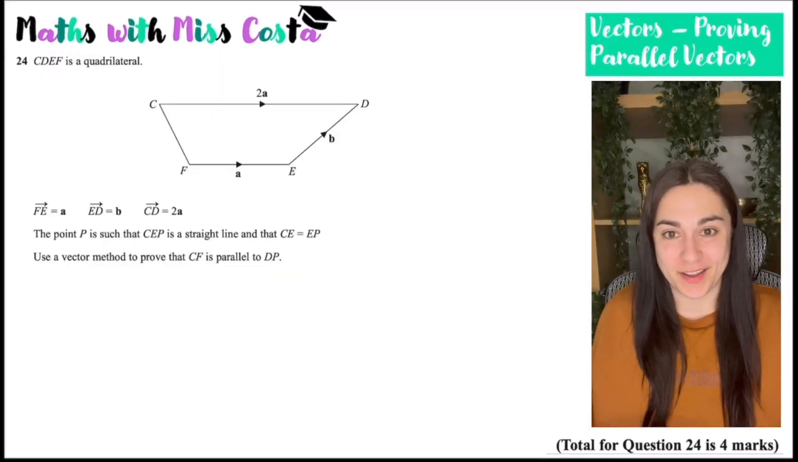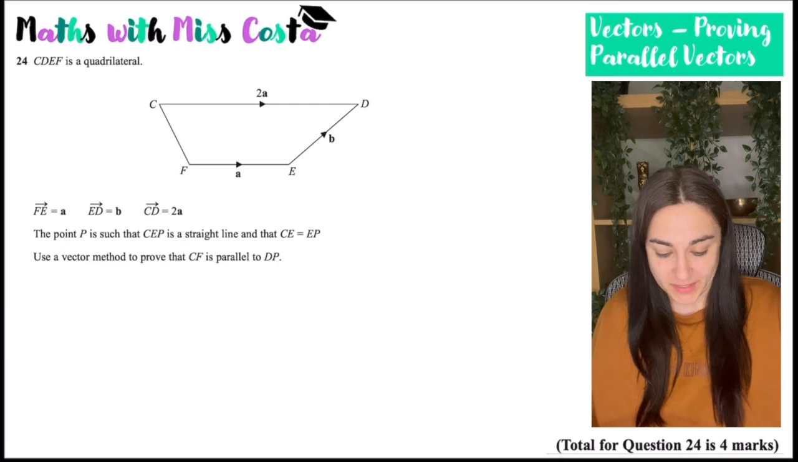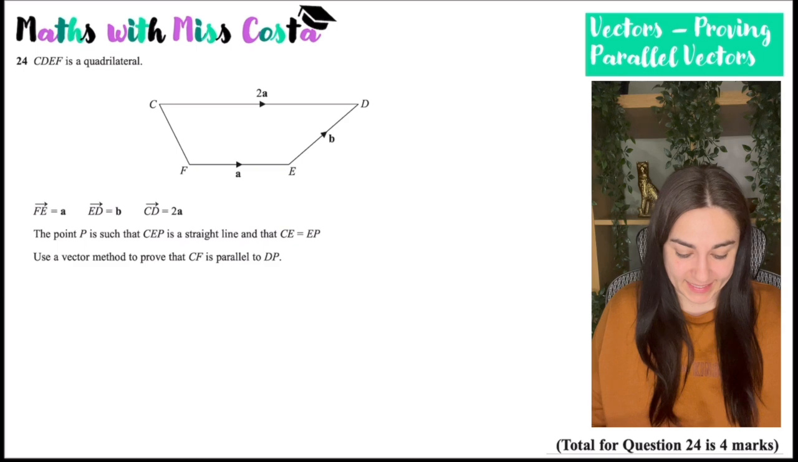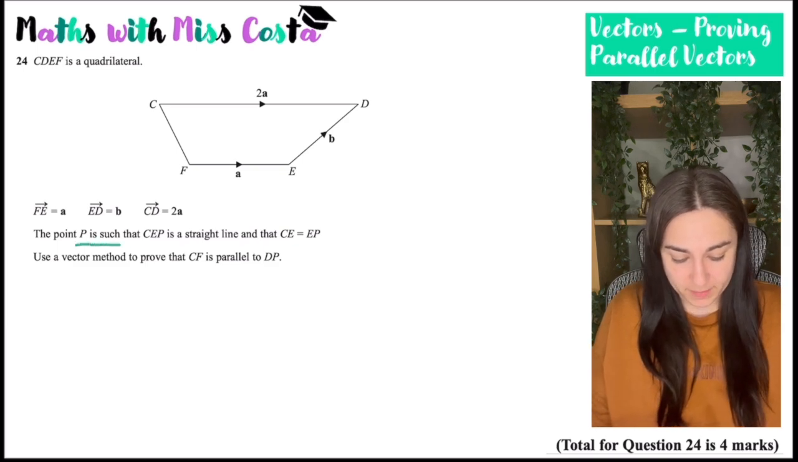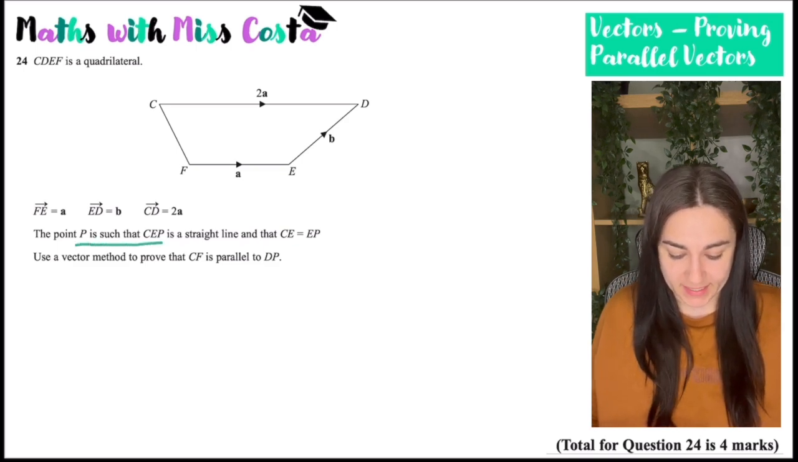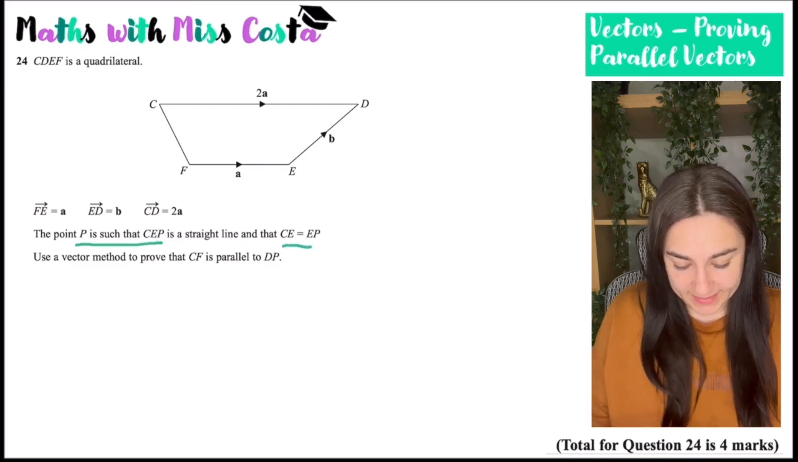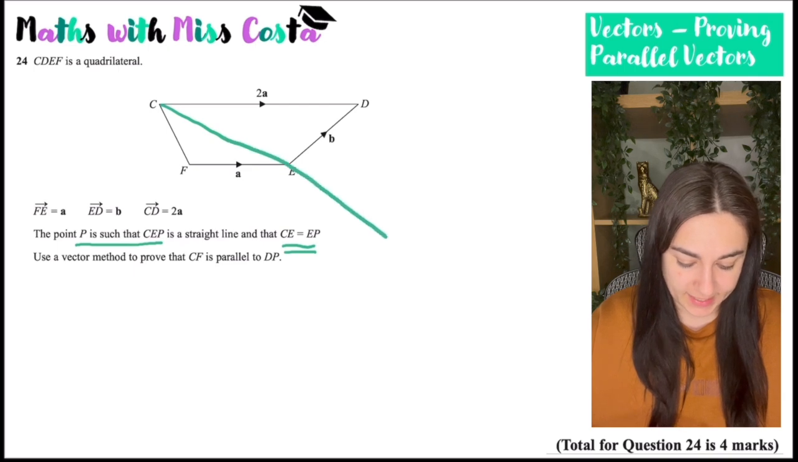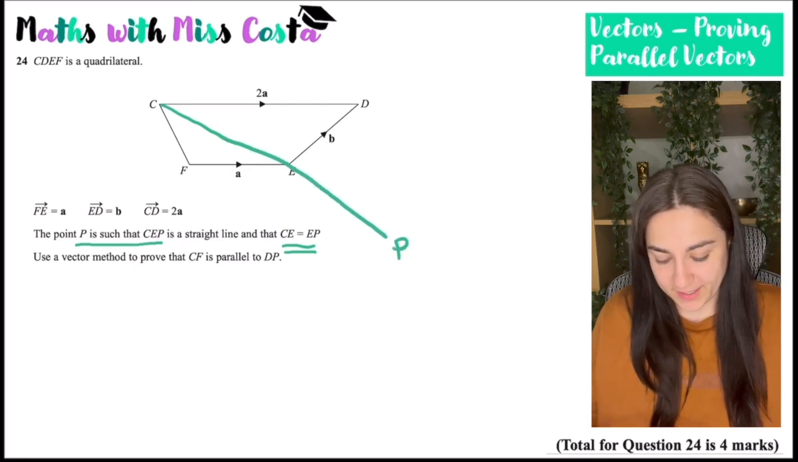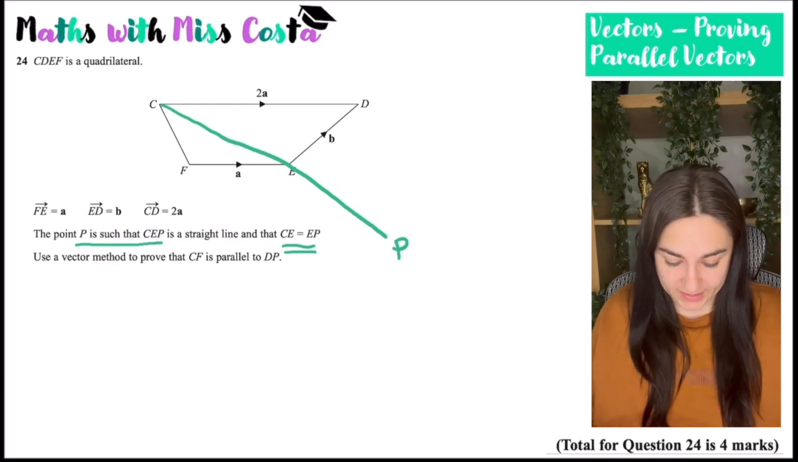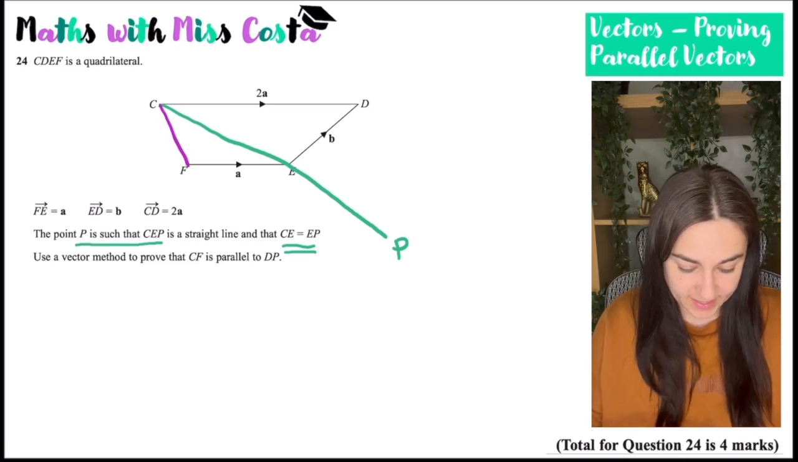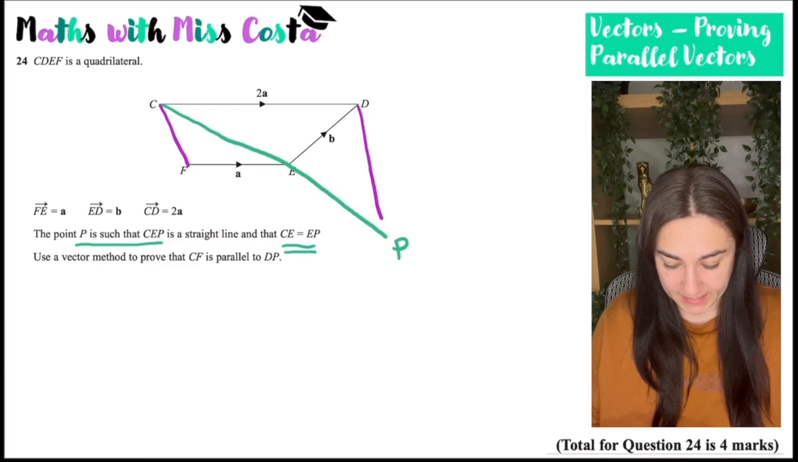And we have a vector question. We've been given a quadrilateral. I'm told that FE, the vector FE is A, ED is B, and CD is 2A. And I'm told that the point P is such that CEP is a straight line and that CE equals EP. So let's just visualize what that looks like. So CEP, it's not super straight, but hey, what can you do? So whatever CE is, it's equal to EP. And I need to use a vector method to prove that CF, so this line here, is parallel to DP.